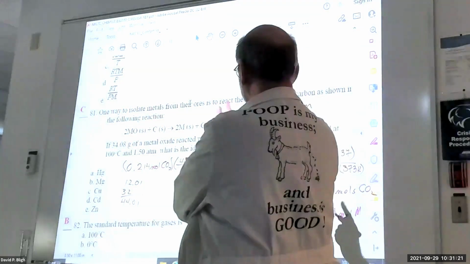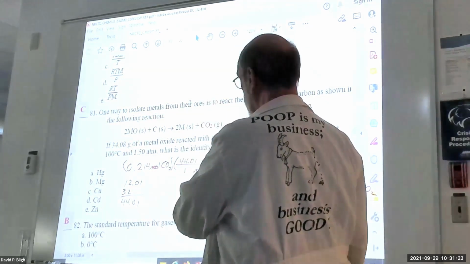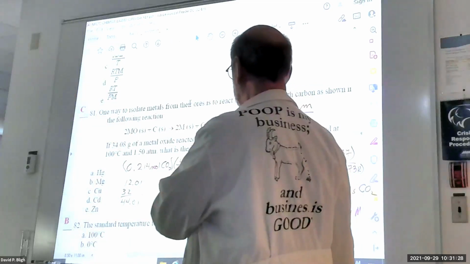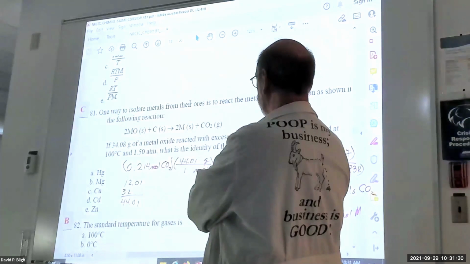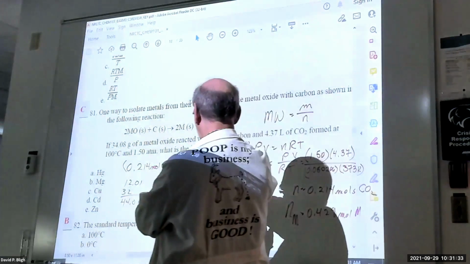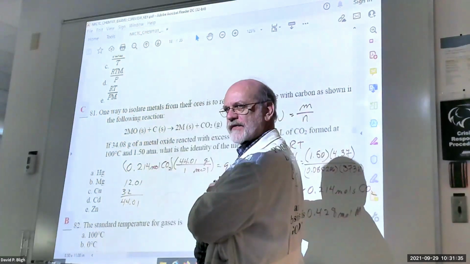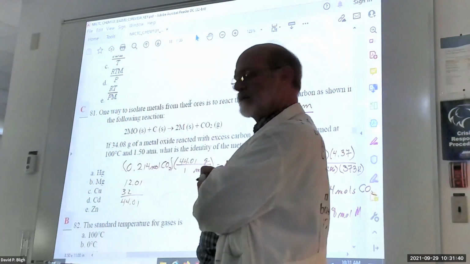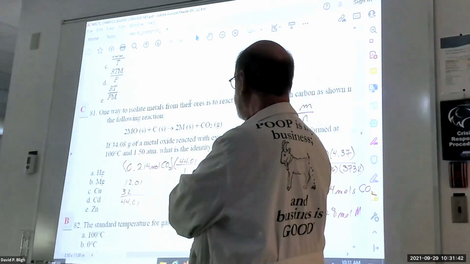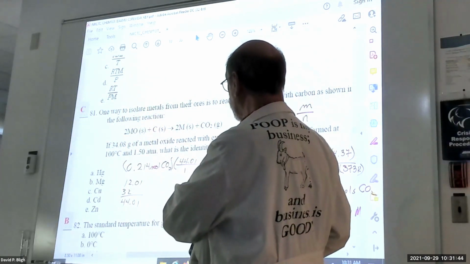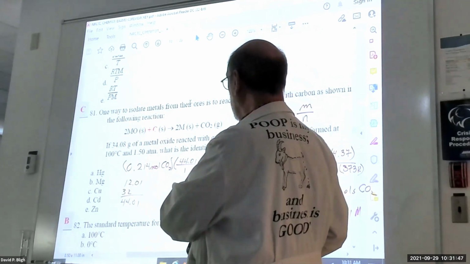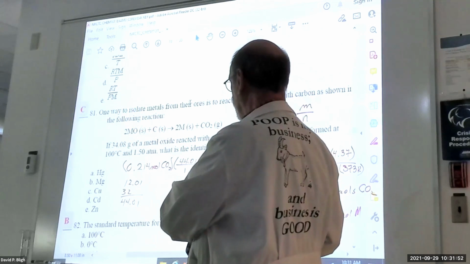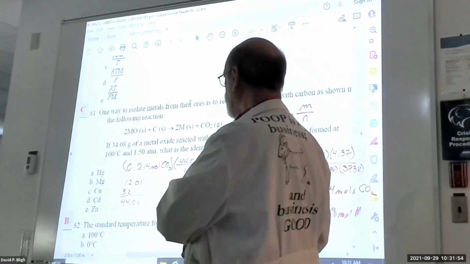Okay, so we know the mass of this. What we're trying to get at is the mass of that one because we got the moles already. We need mass. So if we know the total mass, then we subtract that from the total and find out what this is. So how about the mass of carbon? We know the mass of this metal oxide. How about the mass of the carbon? How much mass of carbon did it take?